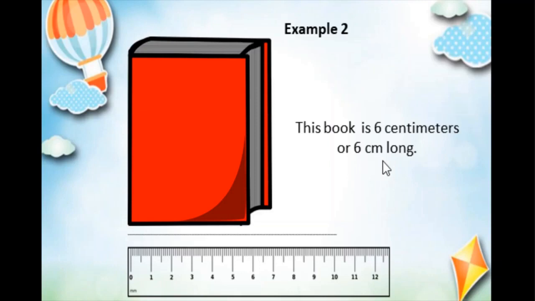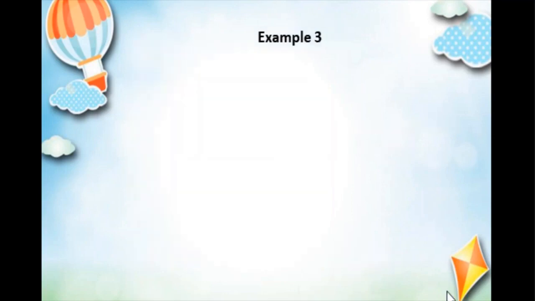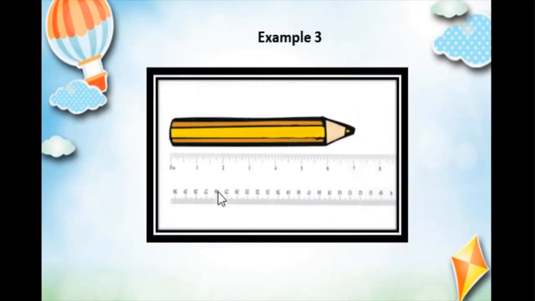You have to start at the starting point and end where it must end. Okay, let's have example number 3. Let's measure this pencil. We have the ruler. 0 must start at this point, okay? Not here, but here. Alright?